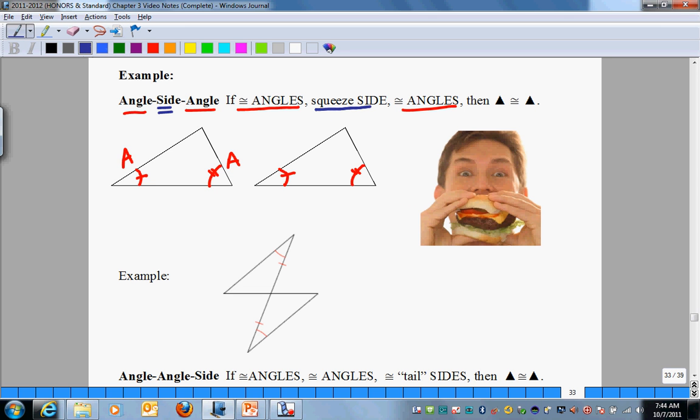And then we have a side that's squeezed between those two angles. A side that's squeezed between the two angles. That's an included side, or a squeeze side is what I will call it. A side squeezed between two different angles. This is called angle side angle shortcut.